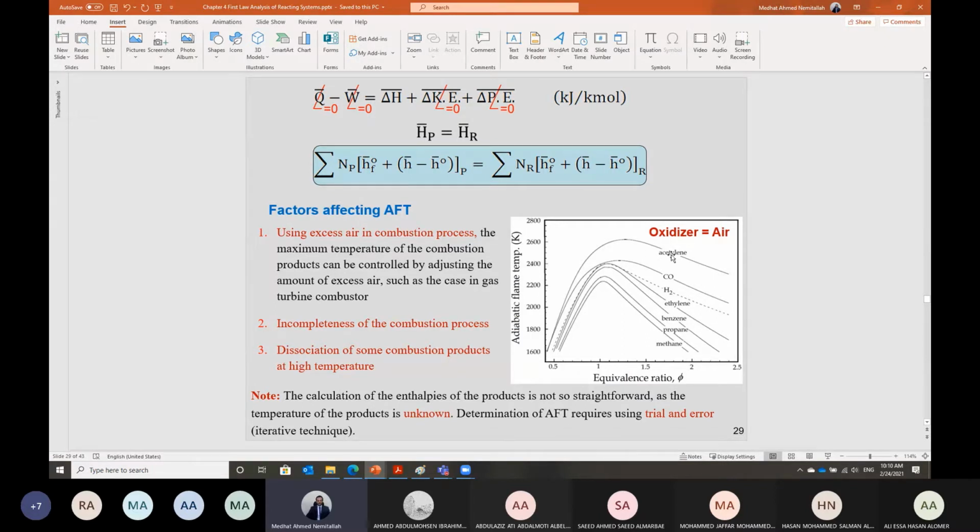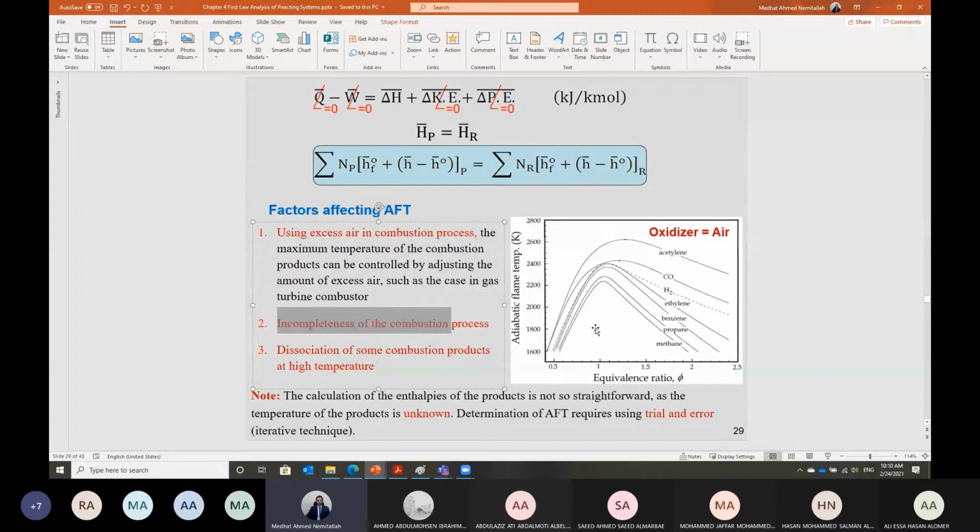And that's why, guys, acetylene is used in the welding process, because it results in a very high adiabatic flame temperature in this case. So the factors that can affect the adiabatic flame temperature include the excess air. If I have more air or less air, that should affect the adiabatic flame temperature.